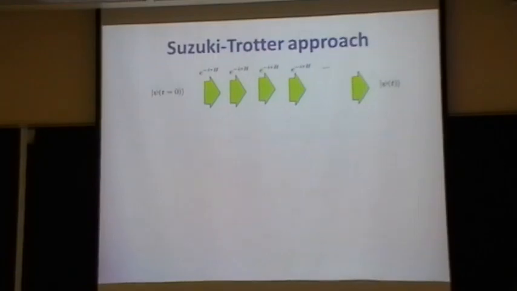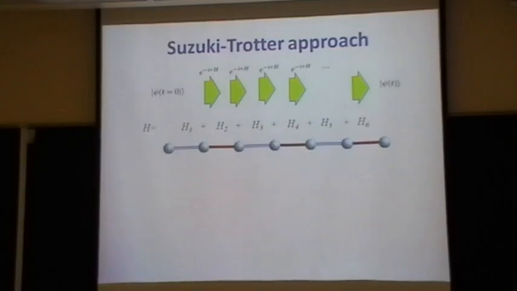Let's start by doing the Suzuki-Trotter decomposition of the evolution rate. You may be familiar with this trick because it's been used extensively in quantum Monte Carlo for decades. I'm going to spend 2 or 3 slides going deeper into where it comes from.